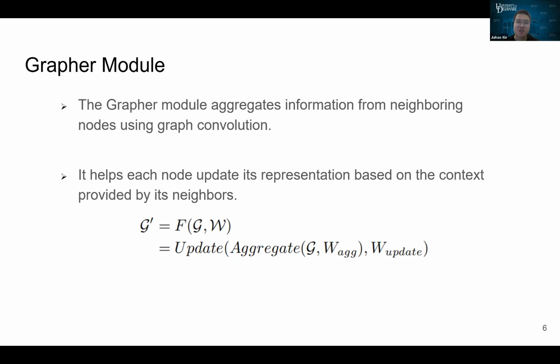The core of Vision GNN is a Grapher module, which performs a graph convolution. In this module, each node representing a patch of the image updates its representation by aggregating information from its neighboring nodes. This allows the model to capture context, for example, how different parts of an object relate to each other.